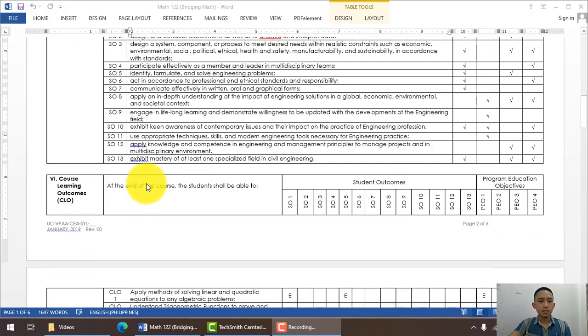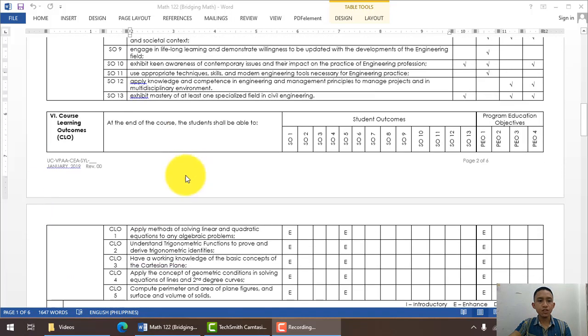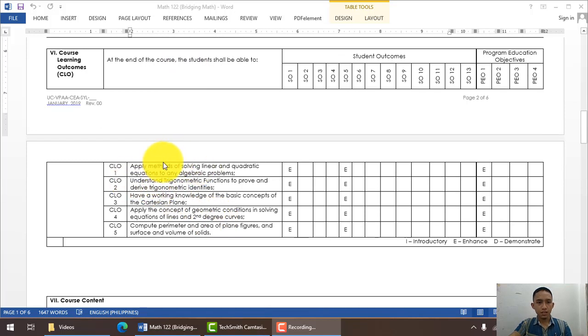Okay, so we have here your course learning outcome. So these are your course learning outcomes. This is important. Okay, this is for our course Bridging Mathematics. So we have here your course learning outcome CLO1. Apply methods of solving linear and quadratic equations to any algebraic problem. So we will be trying to reach this one, or we will try to catch this outcome if we will try to discuss your algebra subject.